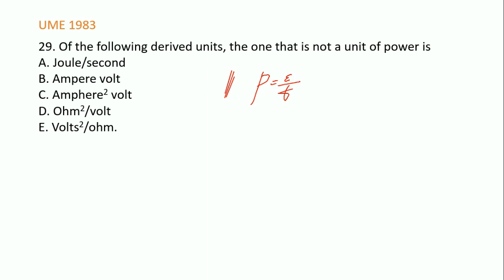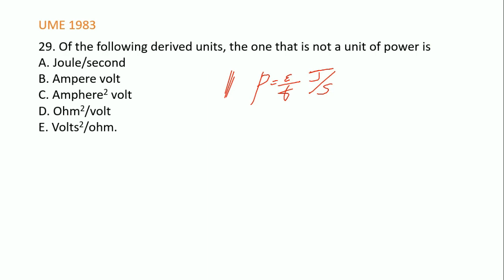So, what's the unit of energy? The unit of energy is joules, while the unit of time is second. They are SI units. So the first unit you've got is joules per second. So this one is a unit of power. It's a derived unit of power.